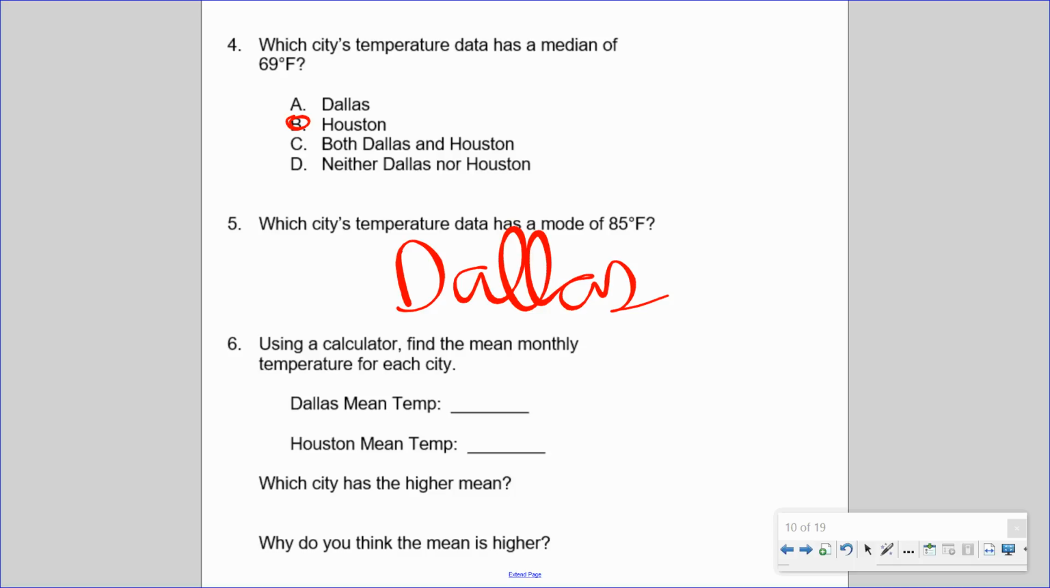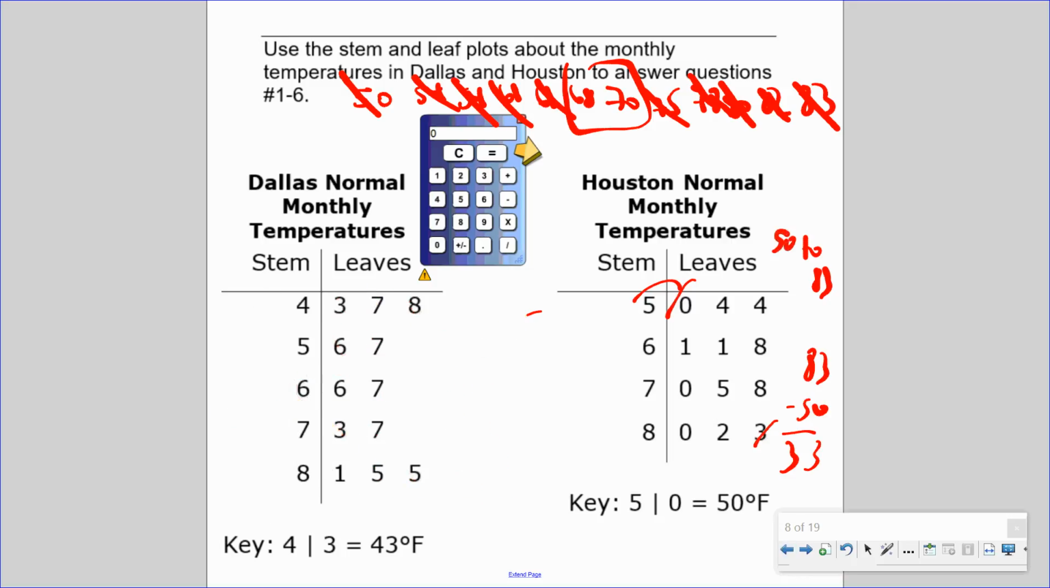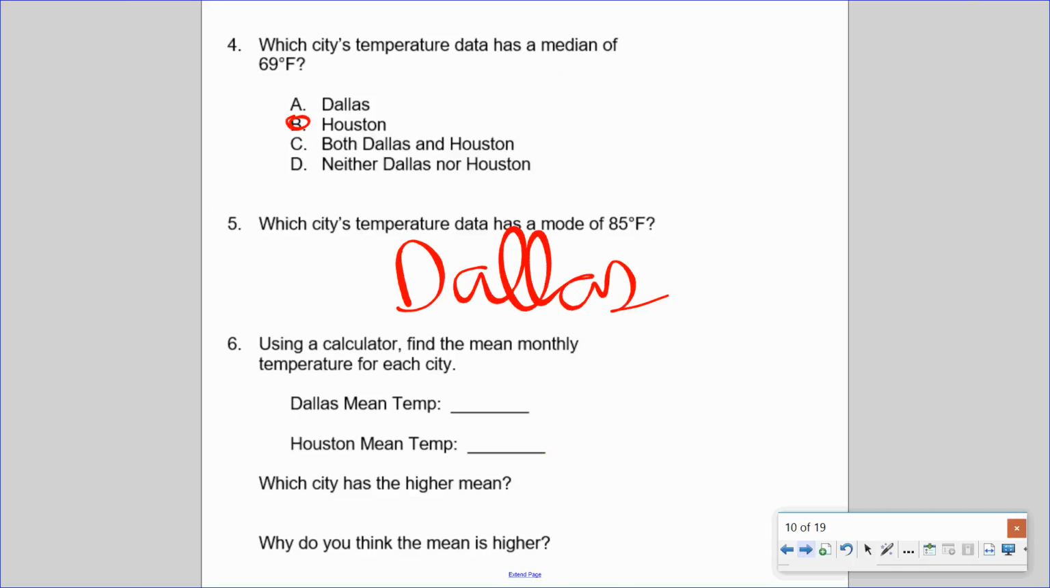Using a calculator, you're going to find a mean temperature for each city. Which one has the higher mean? You know what? I'm not going to actually do this, but you would do it at home. So again, what is mean? Mean is another word for average. How do you find average again? You add up all the numbers and divide by how many numbers there are. There are 2, 4, 6, 8... There are 12 temperatures in Dallas, and there are 12 temperatures in Houston. So if I added up all these degrees and divided by 12, I would get a number. Good luck in finding it yourself.